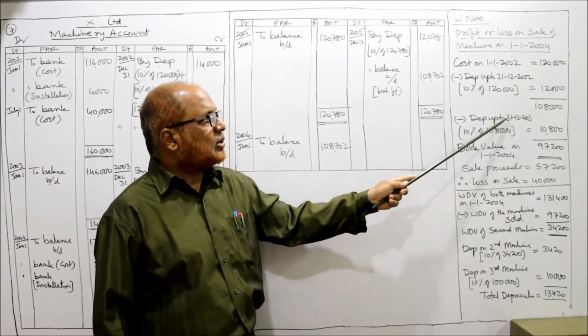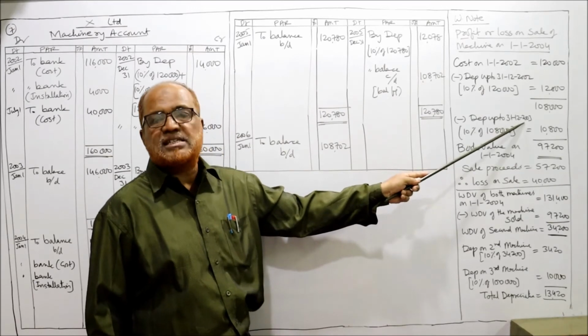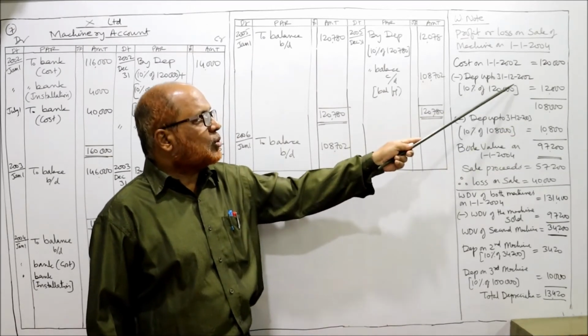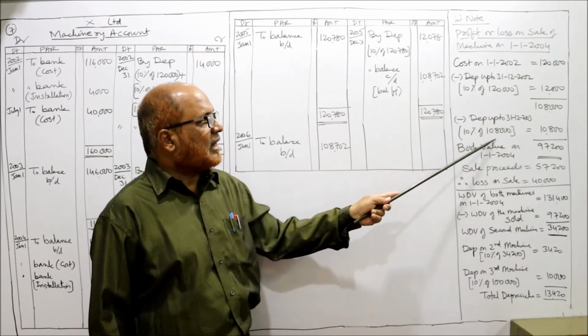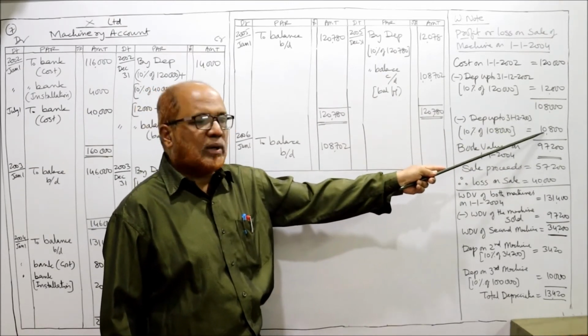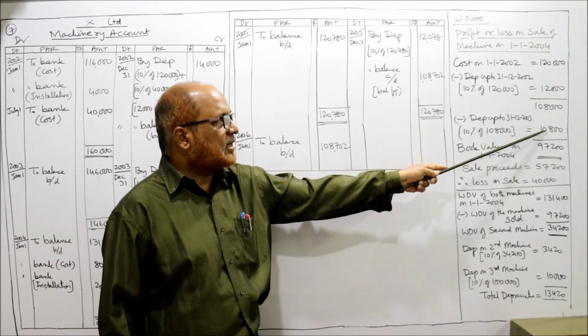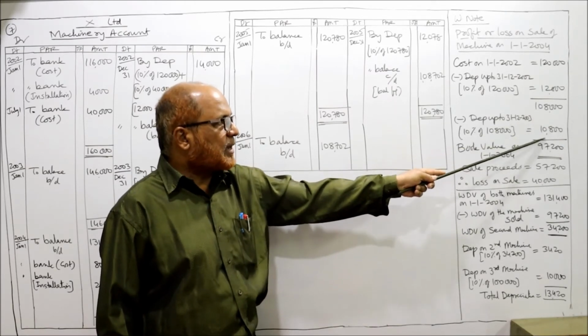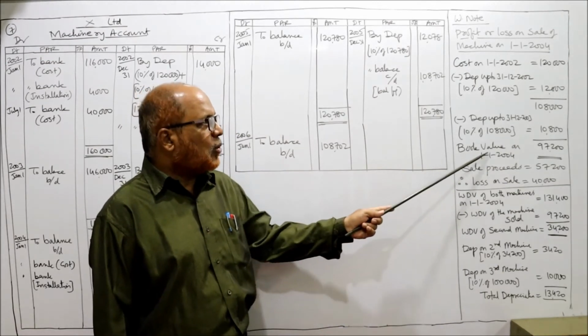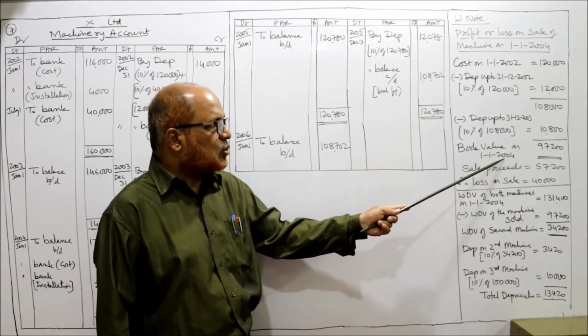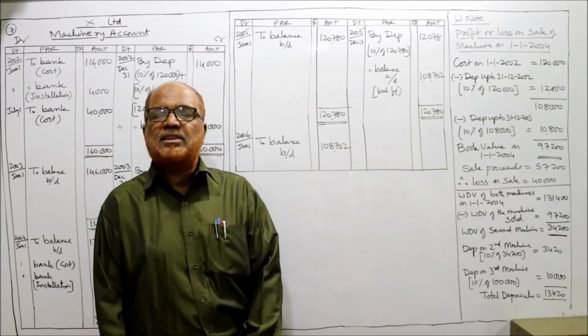Less depreciation up to 31st December 2003, next year. This 2002 is the first year. Second year 2003. So 10% of 1,08,000, that is 10,800. Subtract 10,800 and we get 97,200. So WDV, book value of the machine on 1st January 2004 is 97,200.